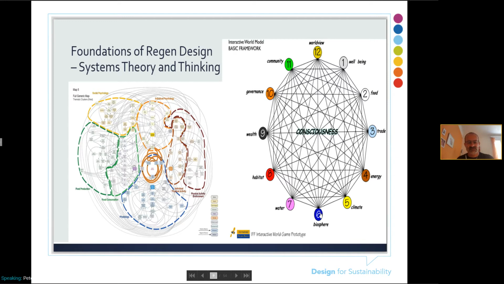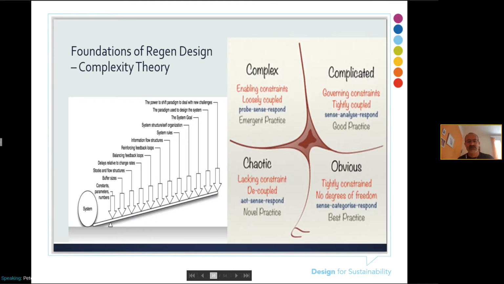Background is also in system theory and thinking, which I already mentioned. Another background is in complexity theory, which nowadays we particularly use to look at very complex, sometimes called wicked, problems. And also what we need to think about is what kind of intervention points we are seeking to address. And regenerative design is really trying to shift the paradigm in place-based development.